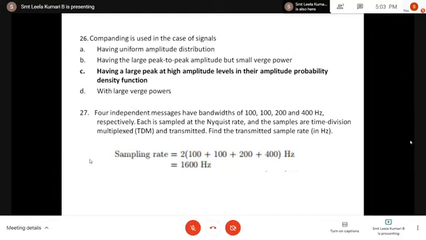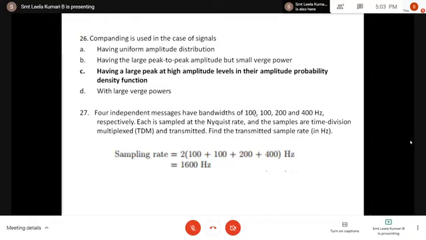4 independent messages have bandwidths of 100, 100, 200 and 400 Hz respectively. Each is sampled at the Nyquist rate and the samples are time division multiplexed and transmitted. Find the transmitted sample rate in Hertz. So each one has to be in time division multiplexing. Each baseband signal has to be sampled at the Nyquist rate. That means all the 4 have to be sampled at Nyquist rate.